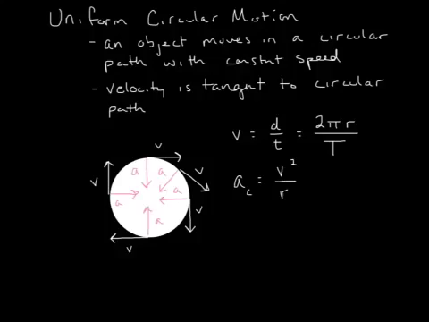Now we call it centripetal acceleration because it's always towards the center of a circle, and that's what the word centripetal means.